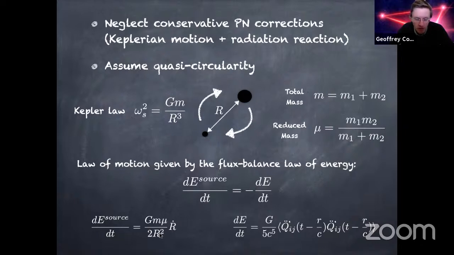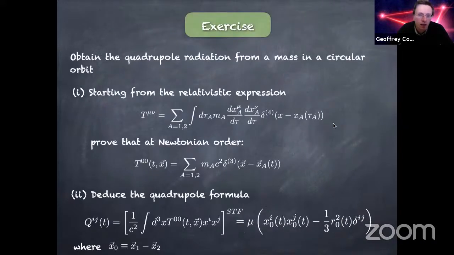where I derived this equation for the source, and the flux of energy, where I corrected the typo with the third derivative of the mass quadrupole. So the only thing that we really miss here is the quadrupole from a mass in circular orbit.